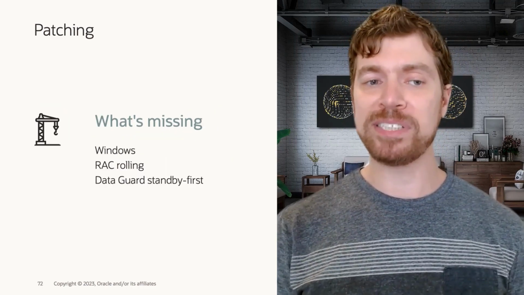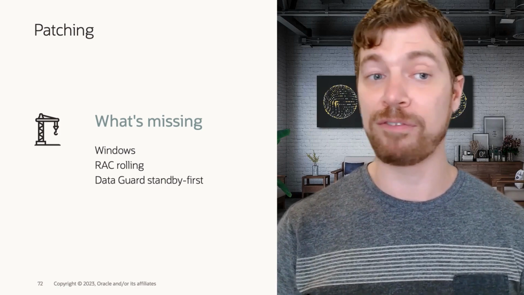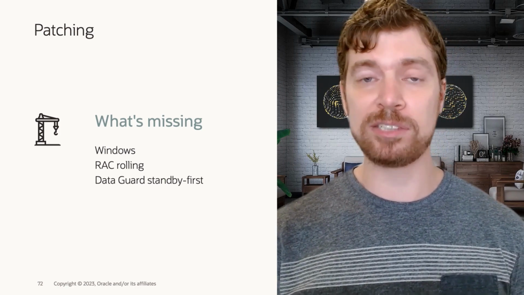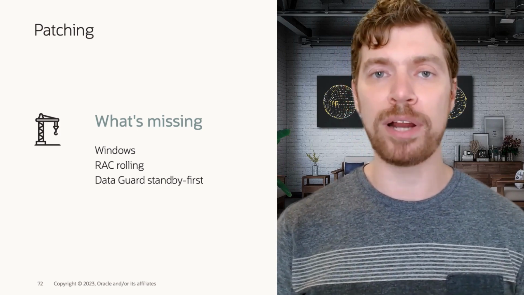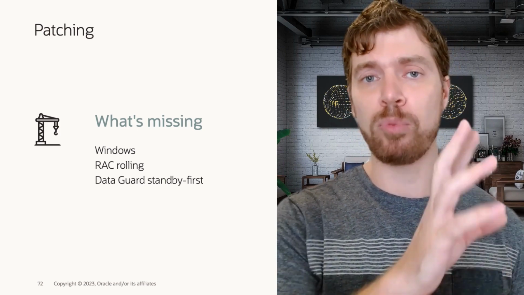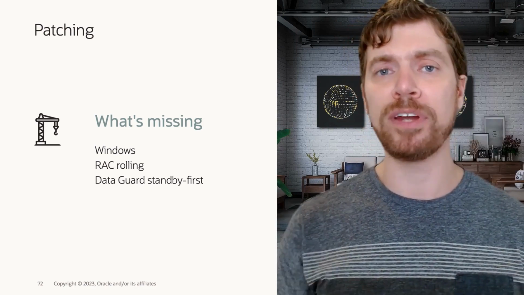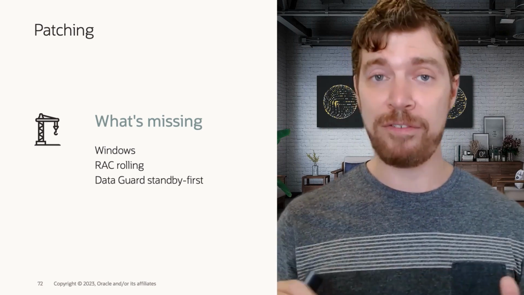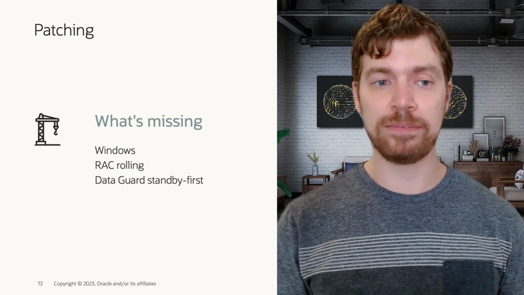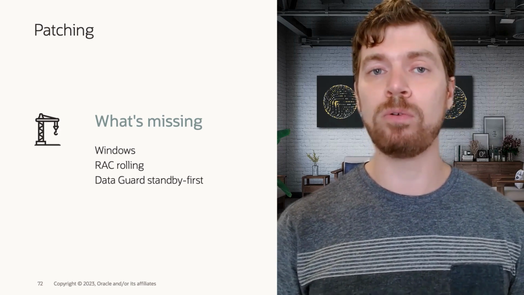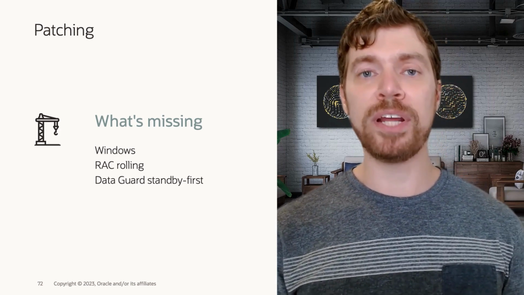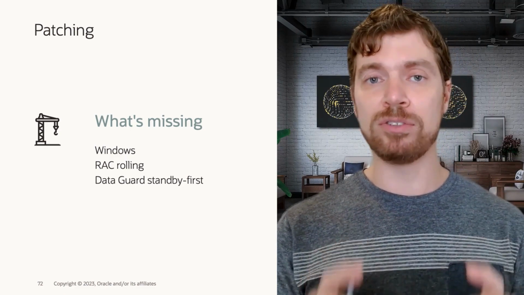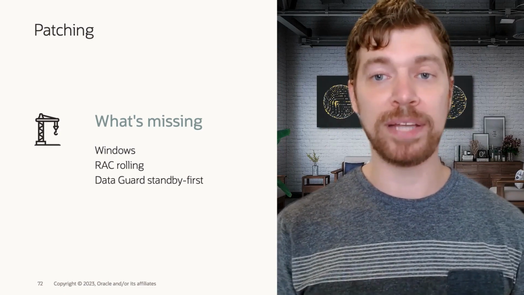So what do we have missing there? First, we don't support Windows, unfortunately. Secondly, RAC rolling is still not supported. So when you patch using AutoUpgrade, you will have a full outage because we are stopping the database, moving it to a new Oracle home, patching it and then starting the database. So we have a downtime. We cannot do RAC rolling yet. And also we cannot handle Data Guard automatically. If you have a Data Guard environment, you need to do some steps manually. It's not fully automated yet.